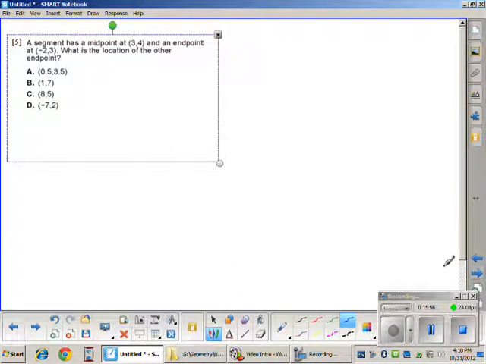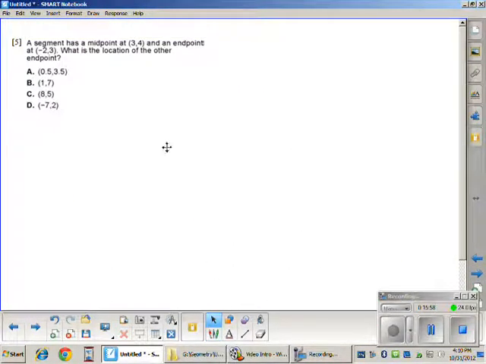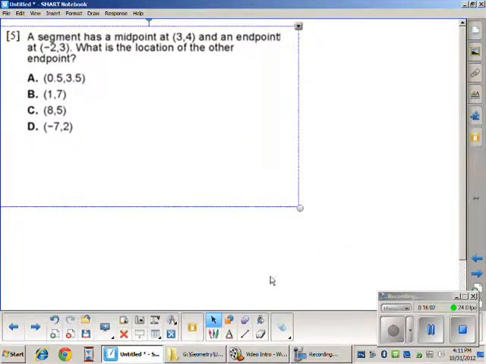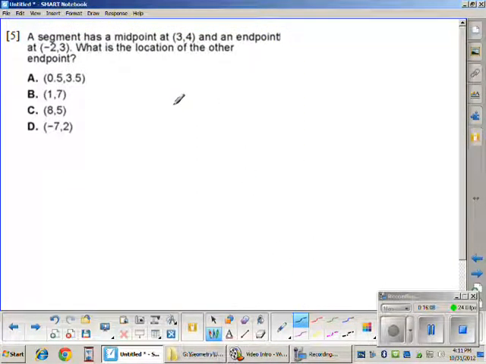So I'm going to map this out differently, and we're going to use the quickest possible approach, which to me, with nice numbers, is going to be logic. So I have some endpoint here. It's going to be (-2, 3). I have some midpoint over here that's going to be (3, 4). I have to know where this third endpoint is.